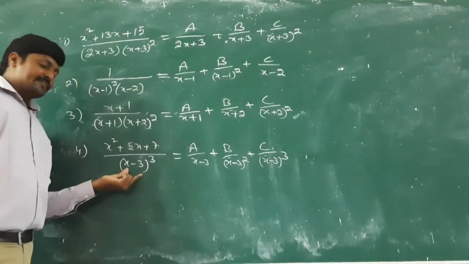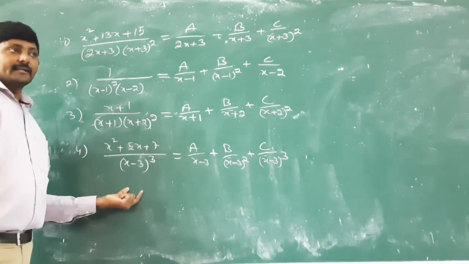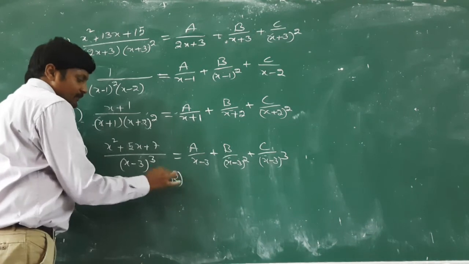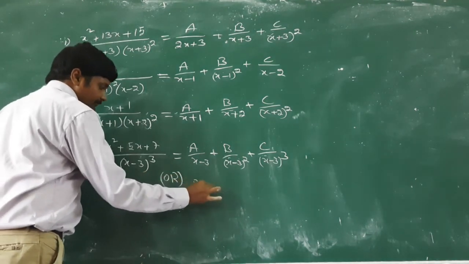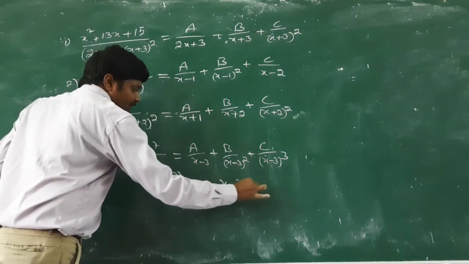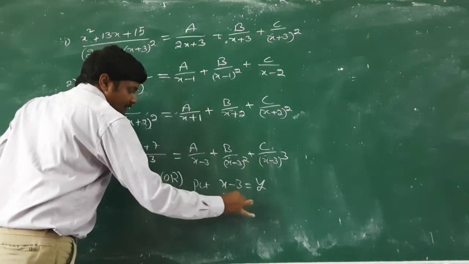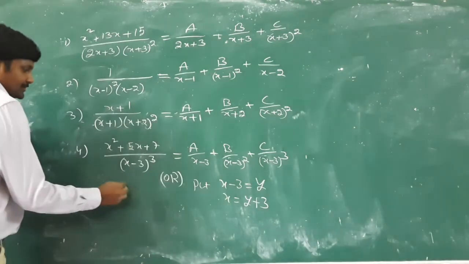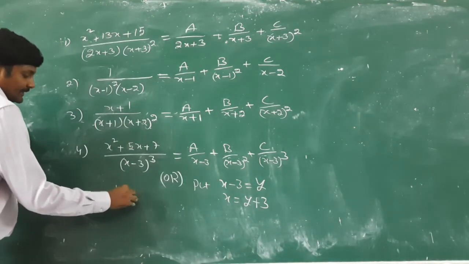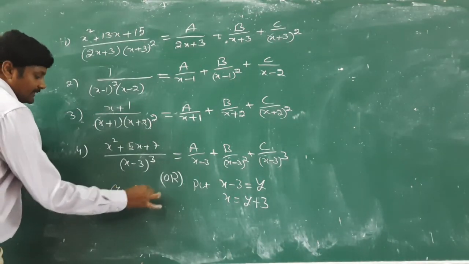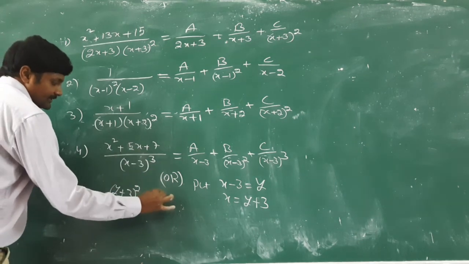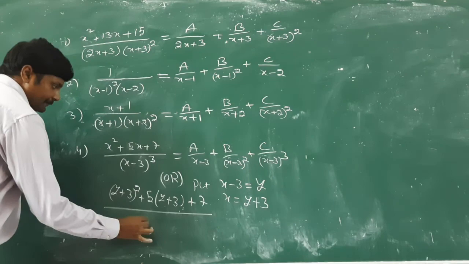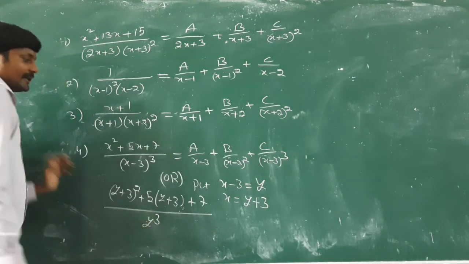But g of x contains only one repeated linear factor. Here our second method also applies. That is, put x minus 3 is equal to y, where x is equal to y plus 3. In place of x, we substitute the y value, y plus 3 whole square plus 5 of x. In place of it, substitute y plus 3 plus 7 by y cube. You get the direct answer.